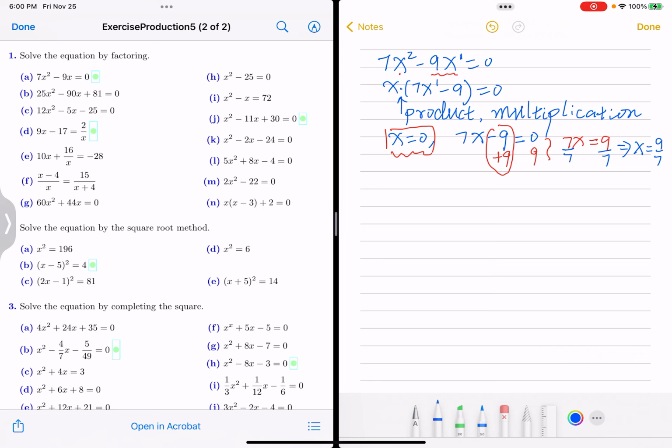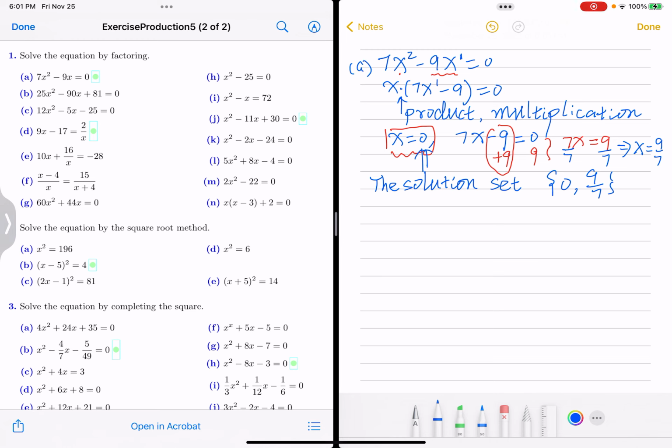So what is the solution set? Then you may say the solution set has 2 elements. One is 0, this one. Another is 9 over 7. That's it. Okay. All right. That's question A.